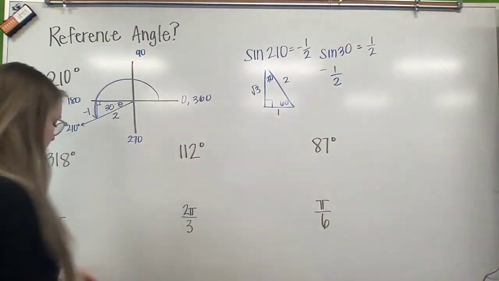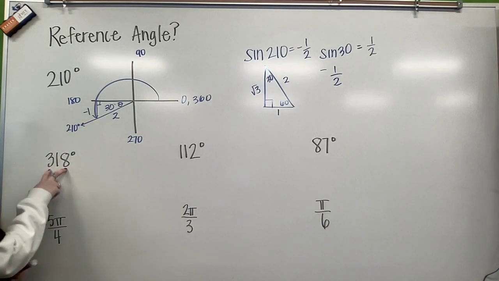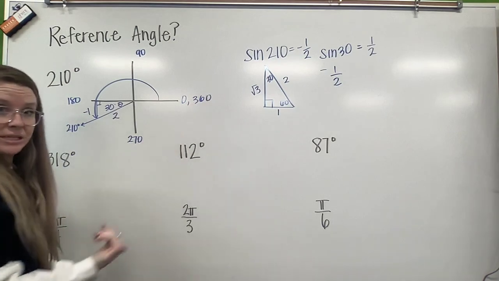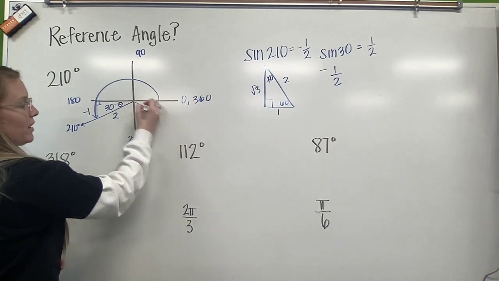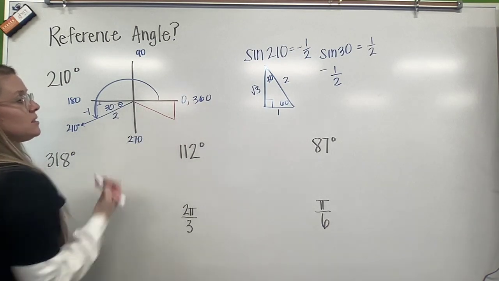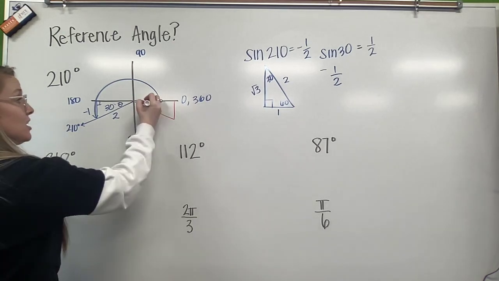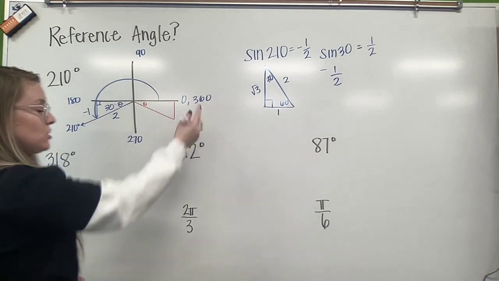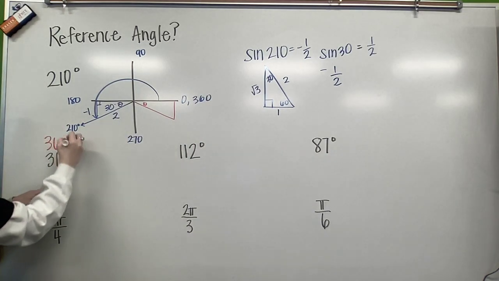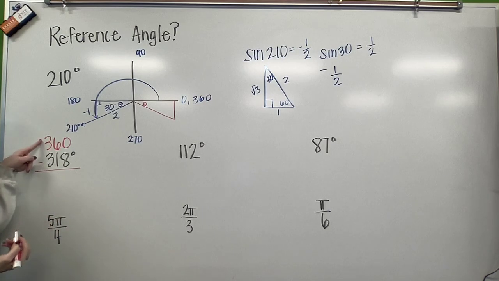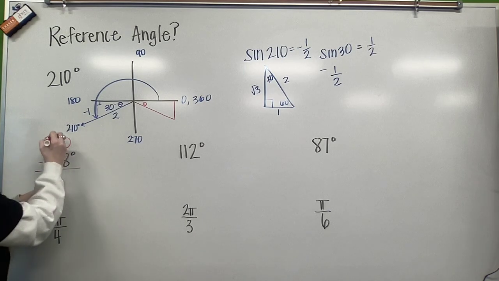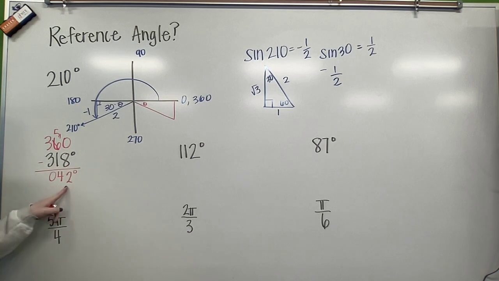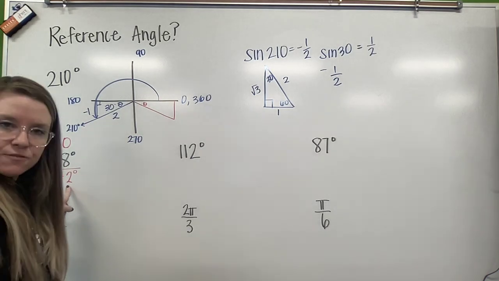So here I've got the angle 318. 318 degrees is between 270 and 360. So it's somewhere here, and we're going to go ahead and refer back to the x-axis to find that reference angle. Our x-axis here is 360 degrees, so I'm going to take 360 and find the difference between the 360 and our angle. So that is going to give me 42 degrees. The reference angle is 42 degrees.